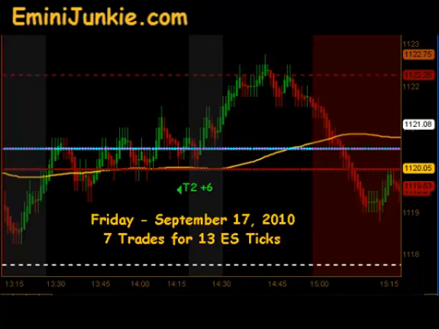Today we had a total of 7 executable trade signals for a max potential of 13 ES ticks. This video is for educational purposes only and is intended to highlight our high probability trade setups to give you a feel for the quantity of trades taken each trading day using this approach.